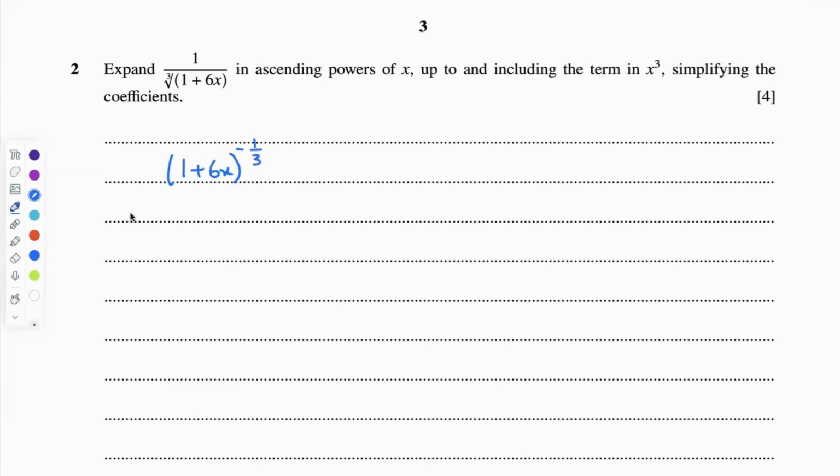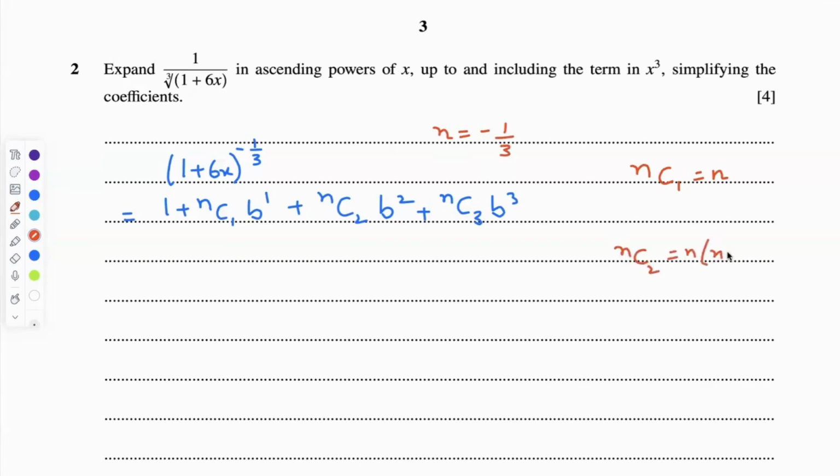Now we'll use the formula: 1 plus nC1 b to the power 1 plus nC2 b to the power 2. And as you have to go up till x cubed, we'll also have to use nC3 b to the power 3. Now we should know that nC1 is equal to n, and in this case, n is equal to negative 1 upon 3. nC2 is equal to n into (n minus 1) upon 2 factorial, and nC3 will become n into (n minus 1) into (n minus 2) upon 3 factorial. Now, it is always better to find nC1, nC2, nC3 separately so that we don't make a mistake.